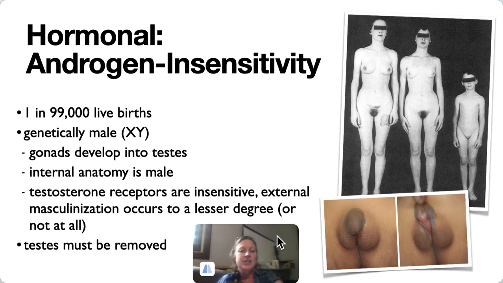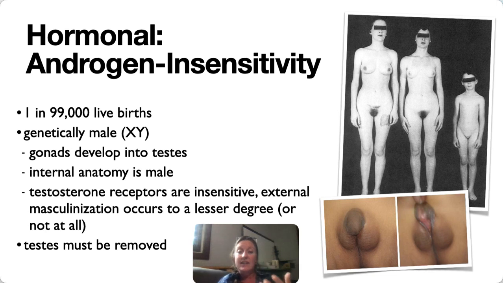All right, here's another one. This is called androgen insensitivity syndrome. Now, androgens are hormones that are masculinizing, so testosterone. What this says is that these individuals produce testosterone, but their receptors don't care. They don't do anything even when the testosterone is present. This occurs in 1 in 99,000 live births. These individuals are XY, and that means that their gonads actually develop into testes, and their internal anatomy is male.